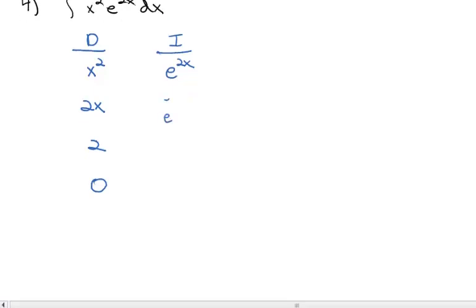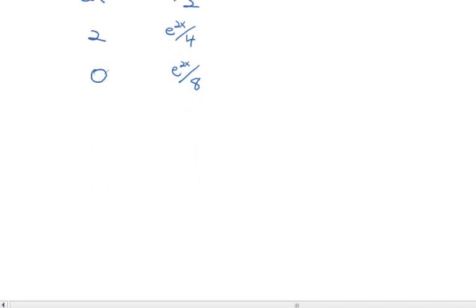The integral of e to the 2x is e to the 2x over 2. The integral of that is e to the 2x divided by another 2, which makes it 4. And the integral of that is e to the 2x divided by another 2, which makes it 8.